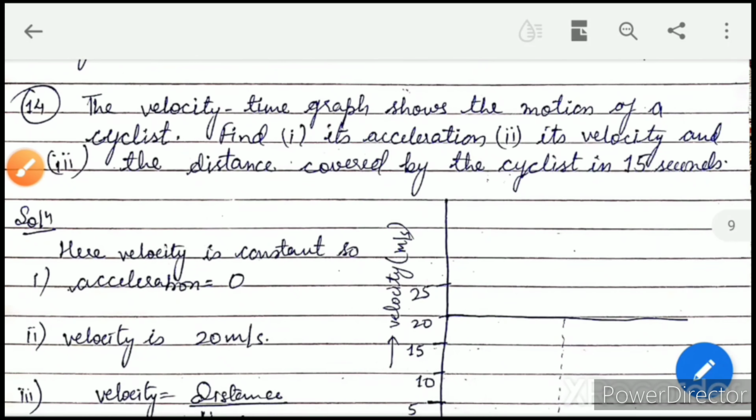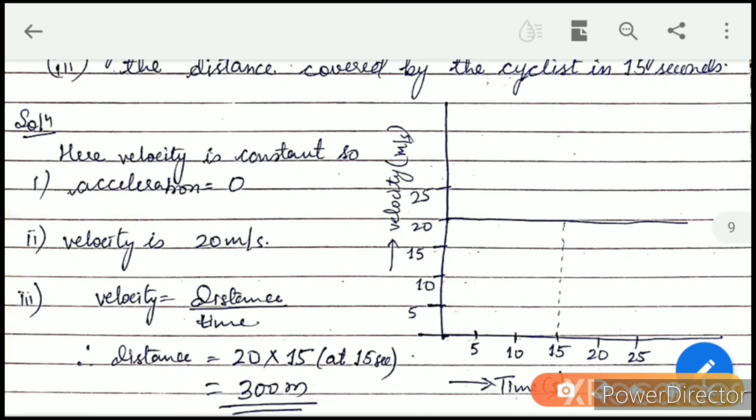Now next, the velocity versus time graph shows the motion of the cyclist. This is the graph given here. Okay, this is the graph, and we have to find acceleration, velocity, and the distance traveled. So acceleration, what we see here is velocity is constant, that is 20 meter per second. So if velocity is constant, the acceleration will become 0.